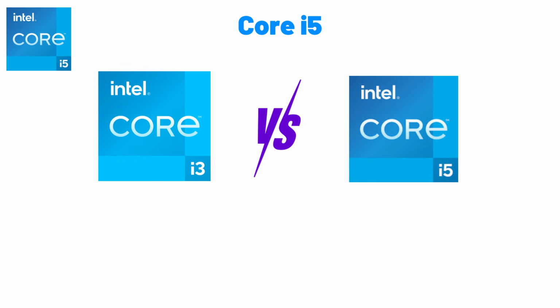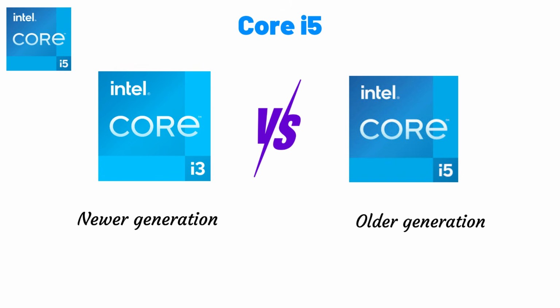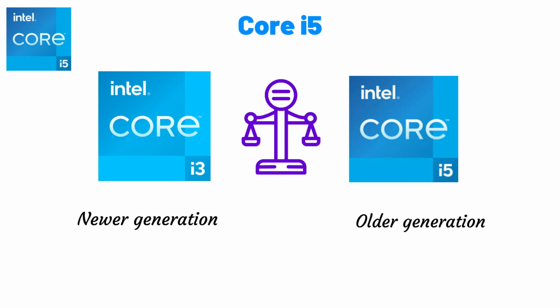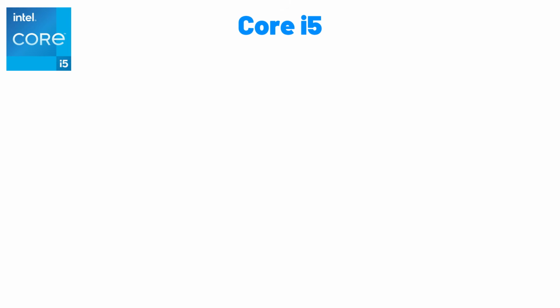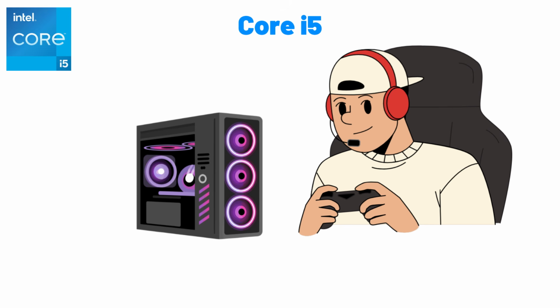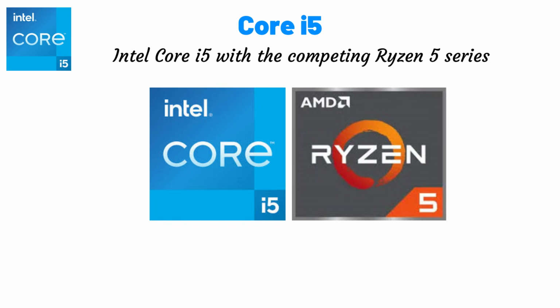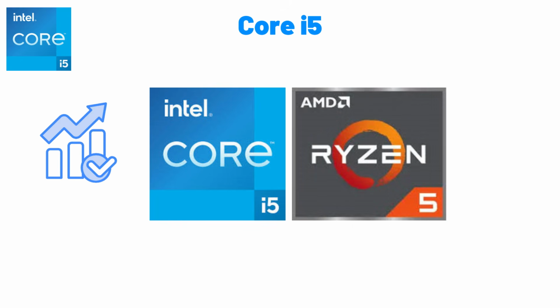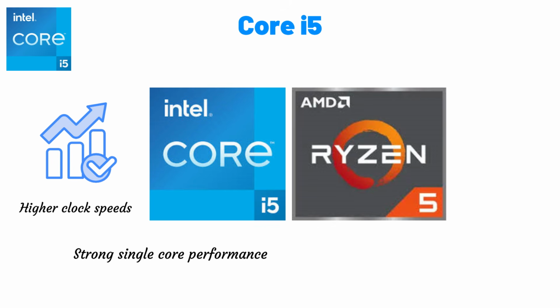However, if we compare a newer generation of Intel Core i3 against an older generation of Core i5, they are actually pretty much equal. This is because even though the Core i3 is a lower tier compared to the Core i5, its speed and efficiency will improve a lot if it is manufactured using newer technology. When people talk about gaming performance, they sometimes compare the Intel Core i5 with the competing Ryzen 5 series. In general, Intel has a slightly better performance in gaming due to its higher clock speeds and strong single-core performance.